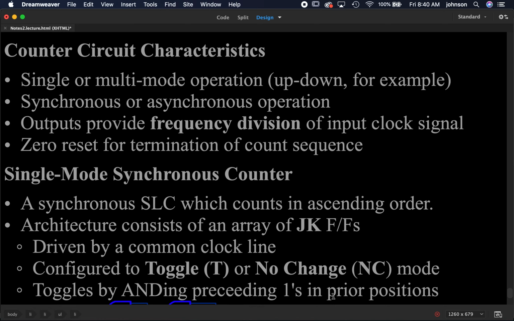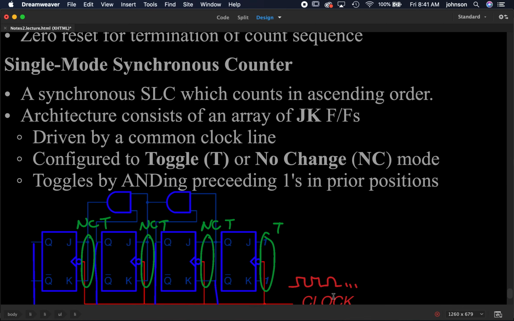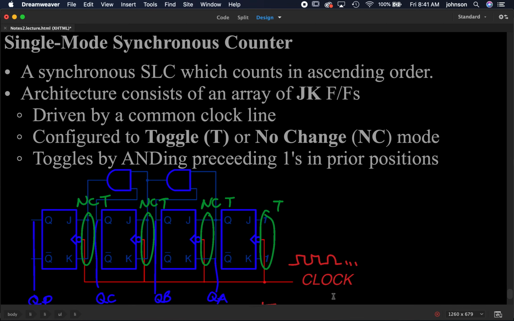We're also going to find out that they either are synchronized to the clock or partially not synchronized to the clock, what we call asynchronous operation. Outputs will be shown to be frequency division of the input clock signal, and we will also show that you can reset the counter by resetting all the flip-flops. So let's begin with the single mode synchronous counter. The single mode synchronous counter is appearing on the bottom here.